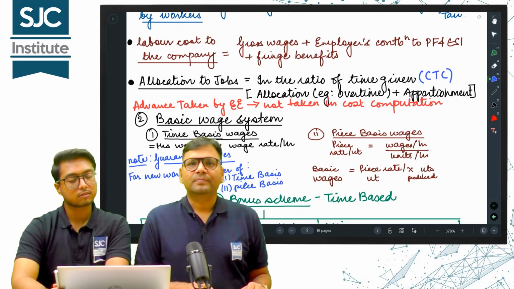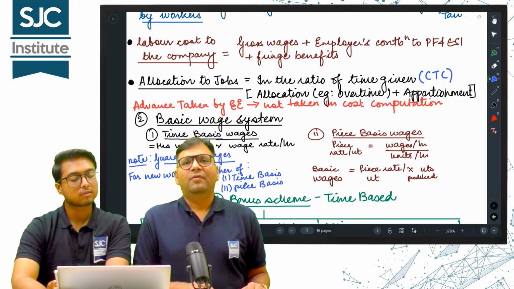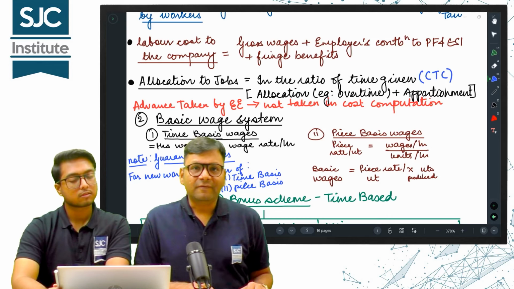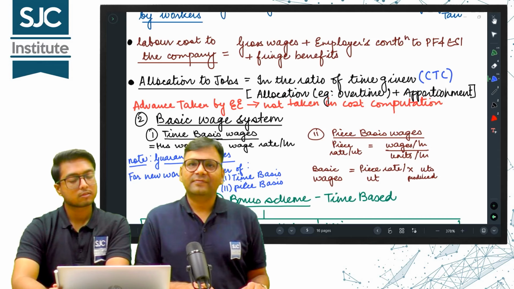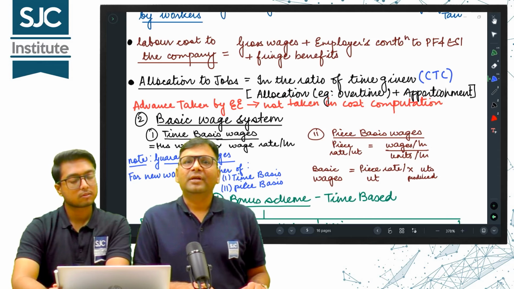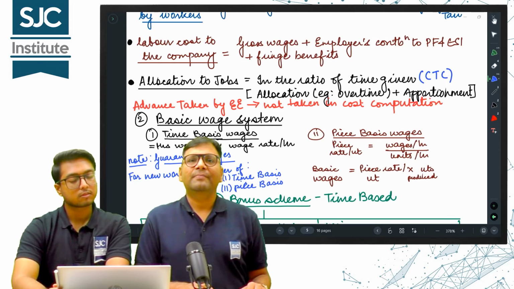of labor cost. Whatever labor cost we are computing needs to be apportioned to the respective jobs for which workers have worked. While apportioning, you have to also remember that if any specific item of expense has been incurred for any specific job, then that has to be allocated to that job only. For example, if overtime is done for only job X, then it has to be allocated to job X and the rest of the items will be apportioned to various jobs in the ratio of time.